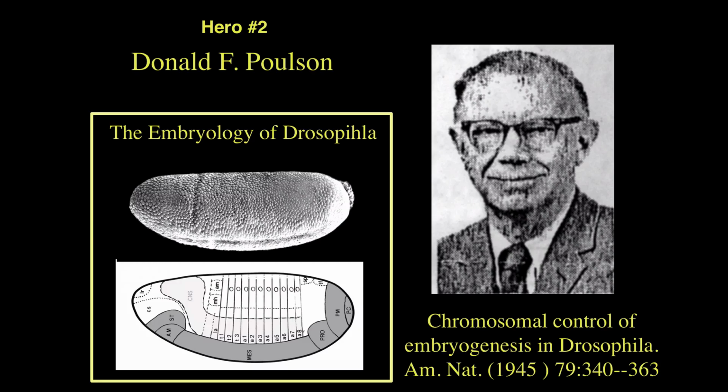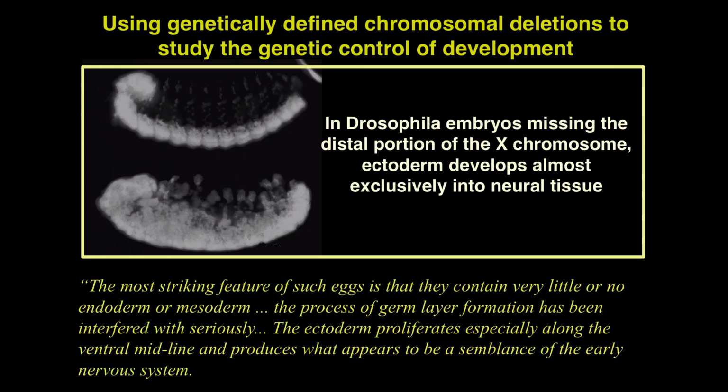The basic idea was to use chromosomal deletions and genetics to eliminate specific chromosomes in the embryo and then study the consequent development. A particularly interesting case: the Drosophila embryo is missing the distal portion of the X chromosome. Ectoderm all develops into neural tissue. The most striking feature of such eggs is that they contain very little or no endoderm or mesoderm. The process of germ layer formation is interfered with seriously.